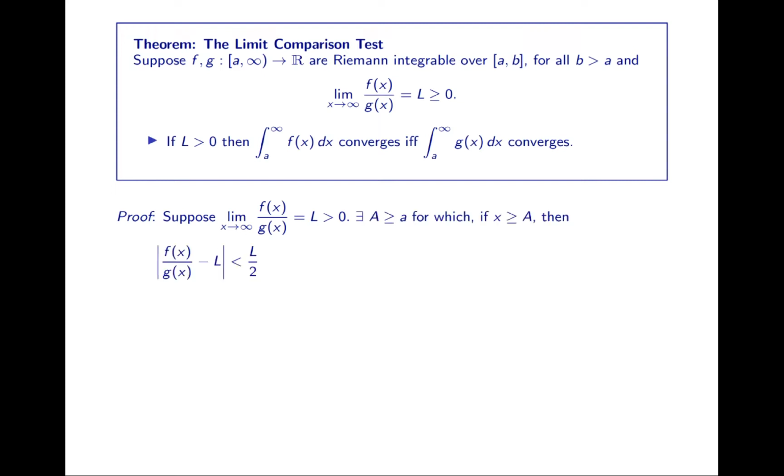But first, let's just consider this scenario. What does it mean that the limit as x goes to infinity is equal to L? Well, it means there exists a point, big A, to the right of little a, so that if x is greater than or equal to big A, then the difference between my quotient and my limit is, well, as small as I would like, and in this case, I would like L over 2.